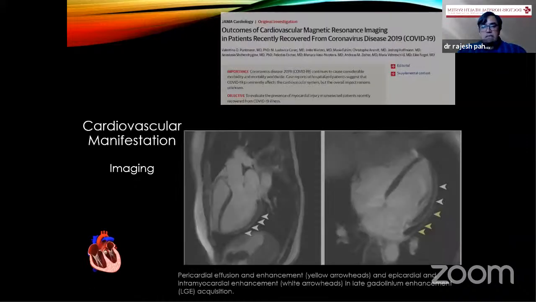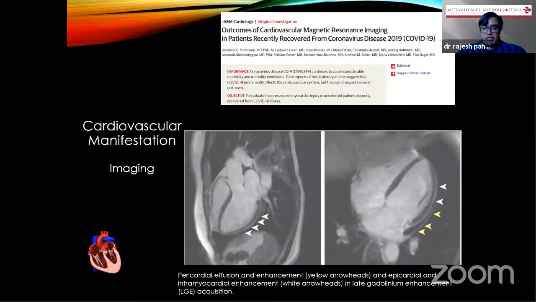Since pericarditis and myocarditis are described in the literature, MRI is the best modality to assess it. So there is this study conducted showing epicardial and intramyocardial enhancement on a late gadolinium study, suggesting involvement of the myocardium in patients with COVID-19. And in various studies, myocarditis was suggested as a plausible explanation for sudden cardiac death and other cardiac complications.